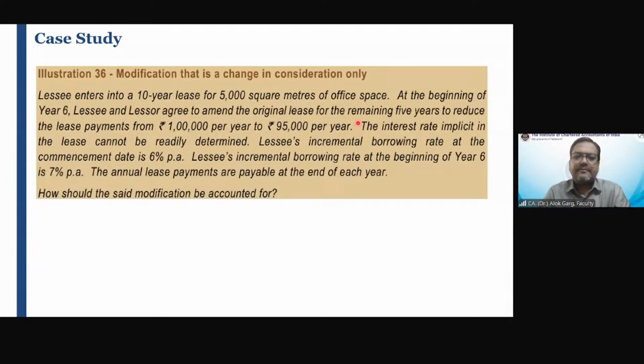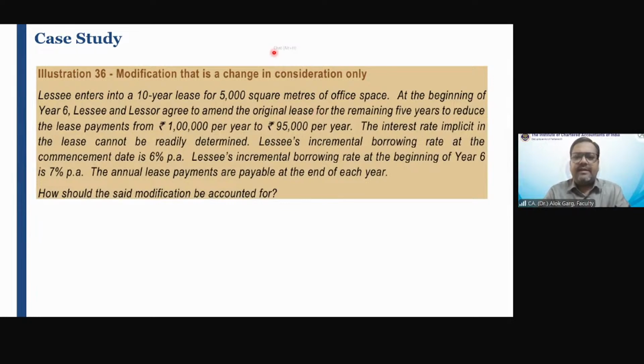So in this question, there is no change in the lease term. There is no change in the scope of the lease. But what is changing? Consideration is changing in this question. And this consideration is decreasing, right?